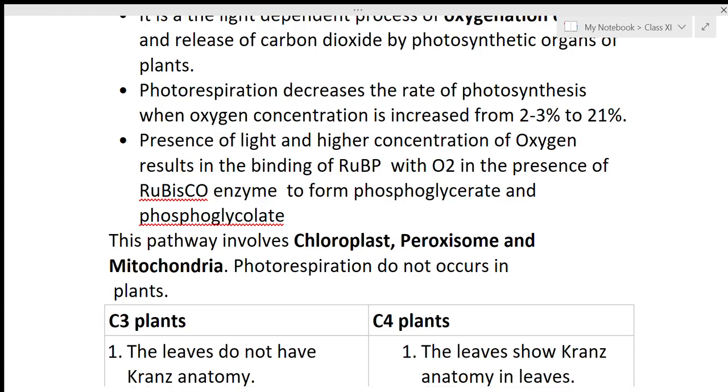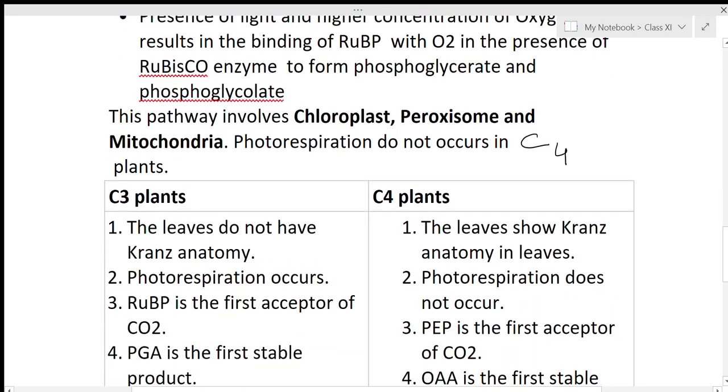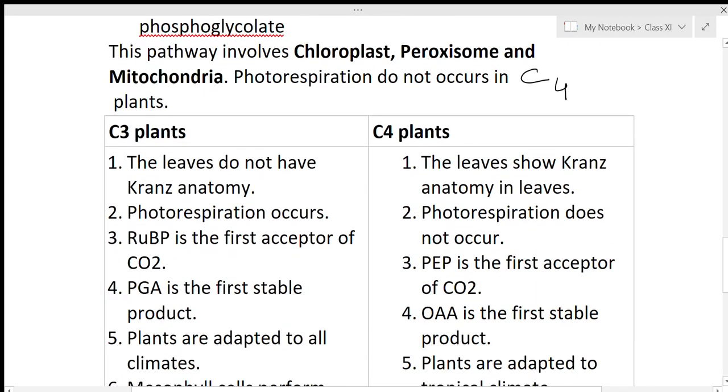This photorespiration doesn't occur in C4 plants. It is not taking place in C4 plants. It is taking place in C3 plants. Clear? So here we can see the difference between C3 plants and C4 plants. In C3 plants, they don't have Kranz anatomy.